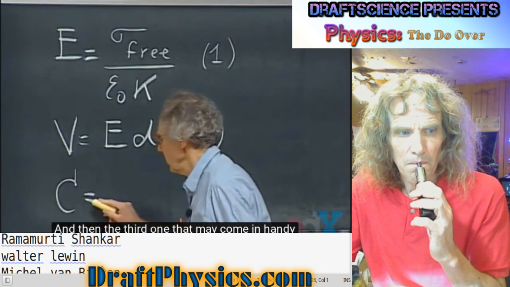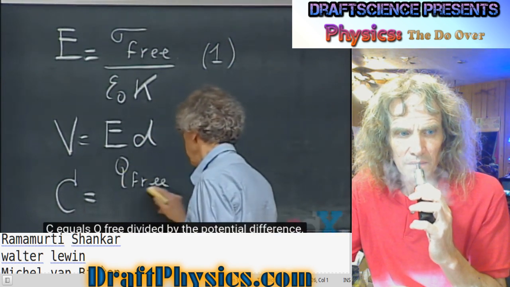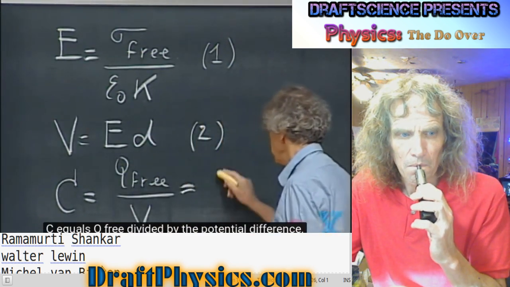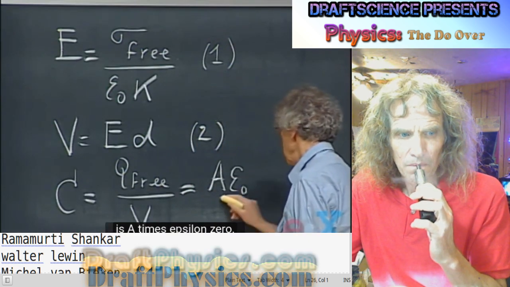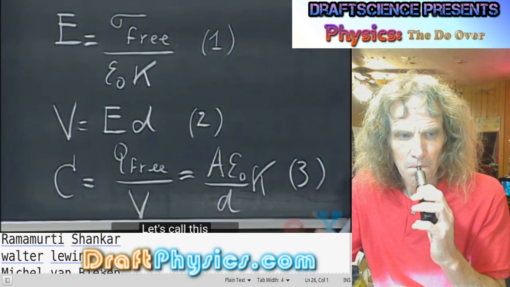And then the third one that may come in handy is the one that I have already there. C equals Q divided by the potential difference, which in terms of the plate area is A times epsilon 0 divided by D times kappa. Let's call this equation number 3.